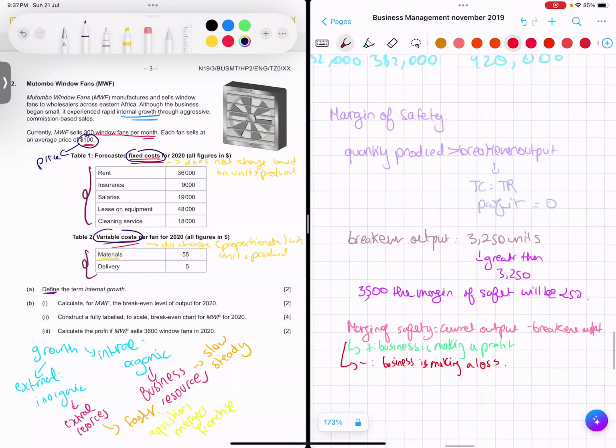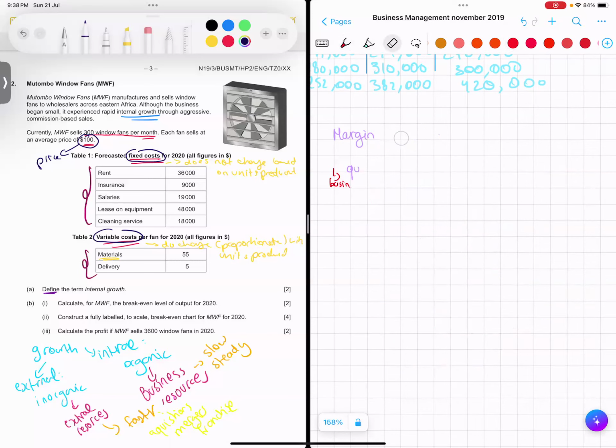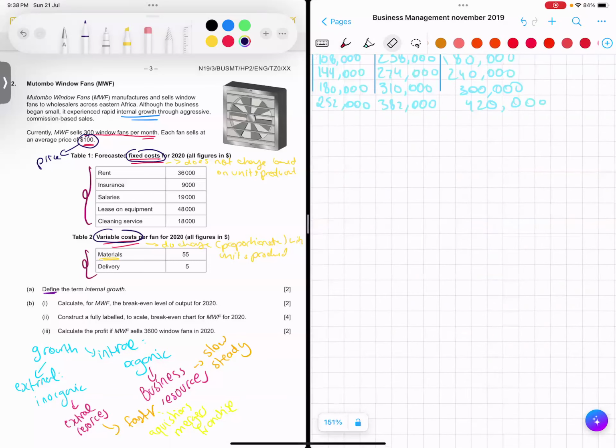So for the margin of safety to be positive, this is when the business is profitable. Okay. So in the case of MWF, anything greater than 3,250 units is margin of safety, because they will be making profit, which will make the business safe. So this is the lesson, guys. Okay, and then we're going to be solving the last question. So let's go back to the blue.